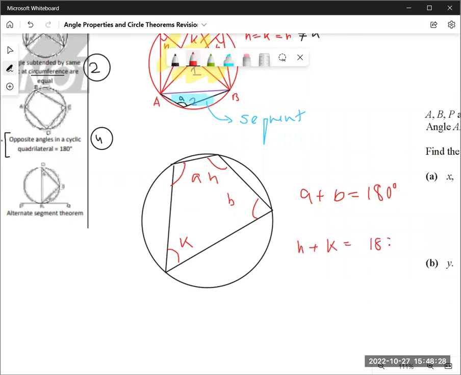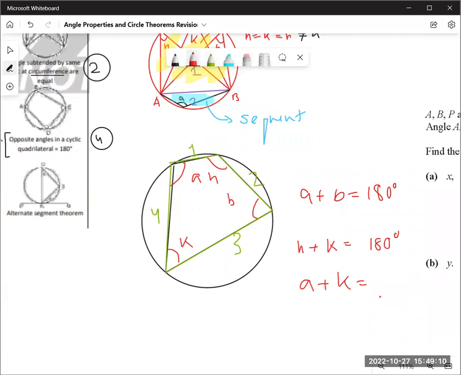180. What if I add A and K? What will I get? Najla. Again 180? No, because we can get anything. They have to be opposite. If you have a quadrilateral with 4 sides, 1, 2, 3, 4, then only the opposite angles add up to 180.